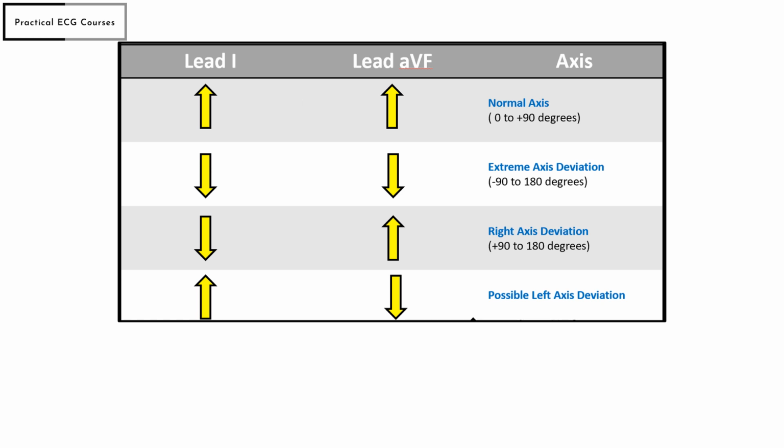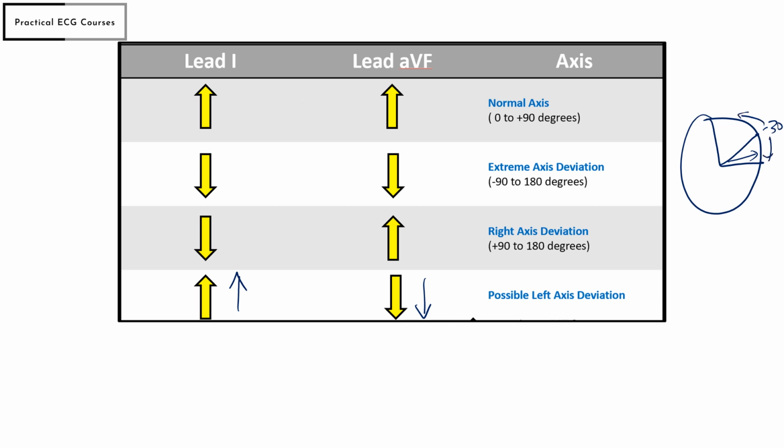Now, the left upper quadrant, as we've discussed before, has two parts to it. A bit of it is normal, and the remaining part is left axis. So, what would we expect to see on the ECG? Lead 1 would be predominantly positive, and lead AVF would be predominantly negative. When you have this finding, it puts you in the left upper quadrant, but then you need to find out if it is on this side of minus 30 or on this side.